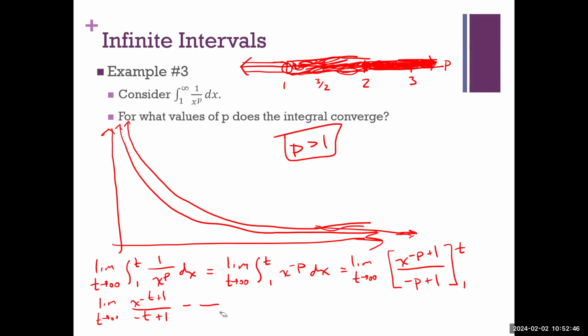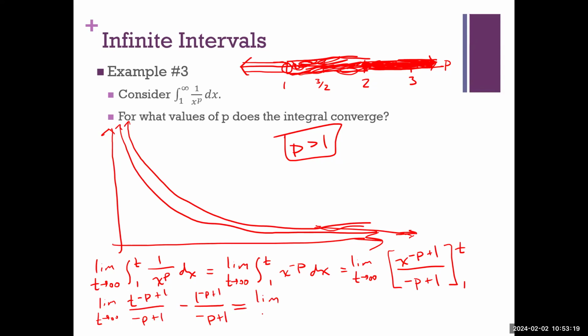Oh, I'm plugging the wrong things. So I integrated x, right? Which means I did this wrong too. Let me try again. So t to the negative p plus 1 over negative p plus 1, minus 1 to the negative p plus 1 over negative p plus 1. So let's clean this up a little bit.